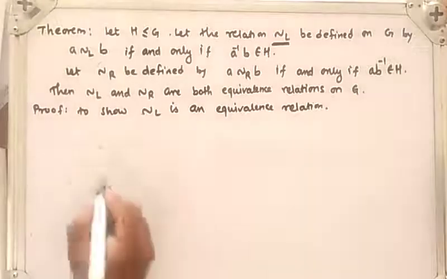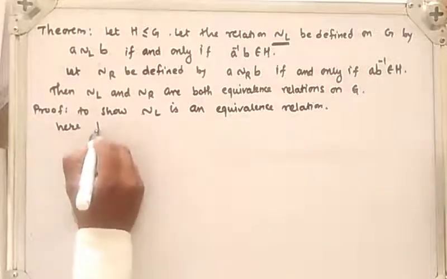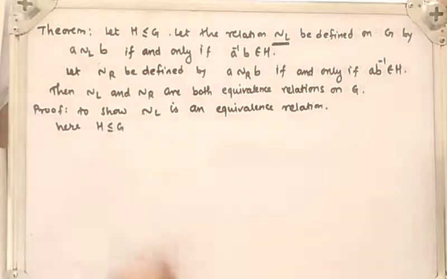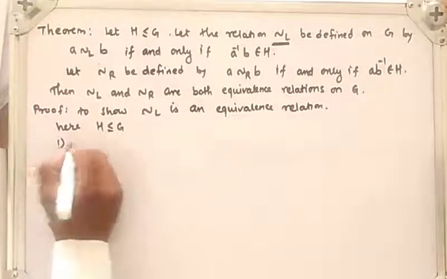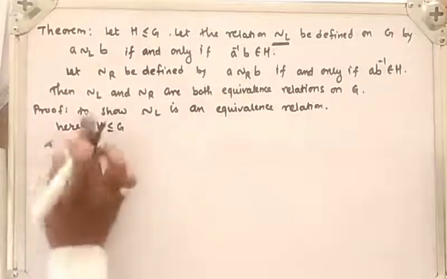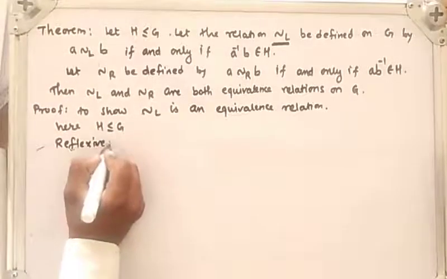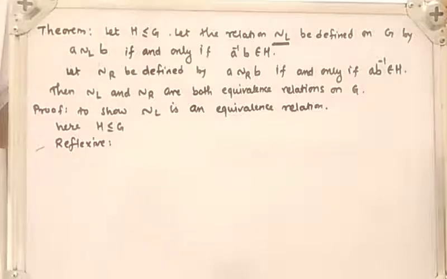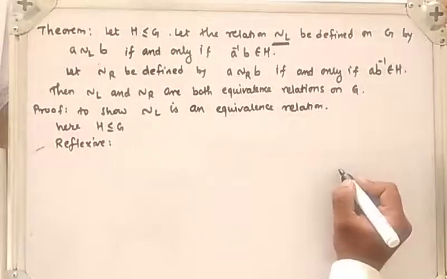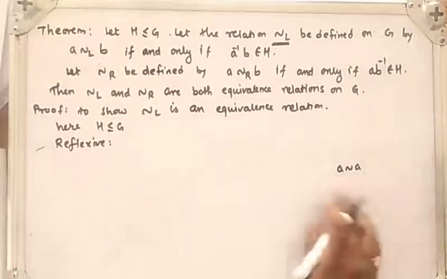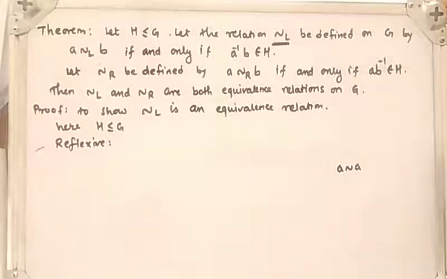H is a subgroup of G, which means H itself forms a group, H itself satisfies all the properties of a group. Now to show it is an equivalence relation, first check that tilde is reflexive. What is the definition of a reflexive relation? If A is equivalent to A, then we say this is reflexive.